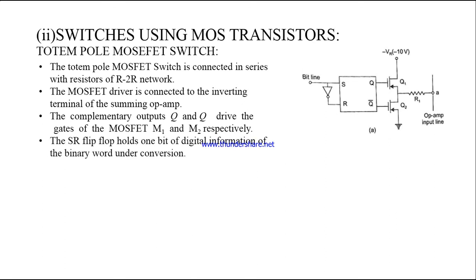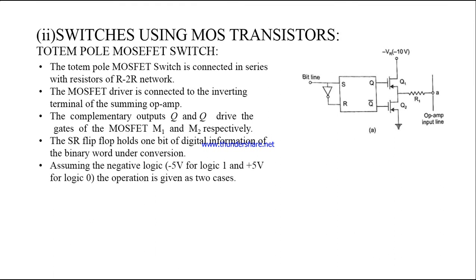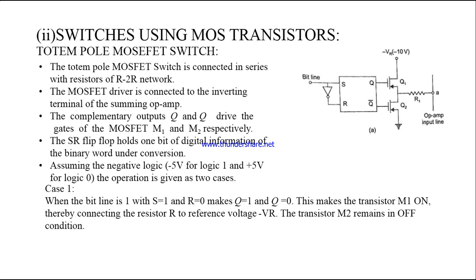The flip-flop holds 1 bit of digital information of the binary word under conversion. Assuming the negative logic, minus 5 volt is for logic 1 and plus 5 volt is for logic 0. And this operation is given by using two cases. That is, first case when the bit line is 1 with S equal to 1 and R equal to 0 makes Q equal to 1 and Q bar equal to 0.